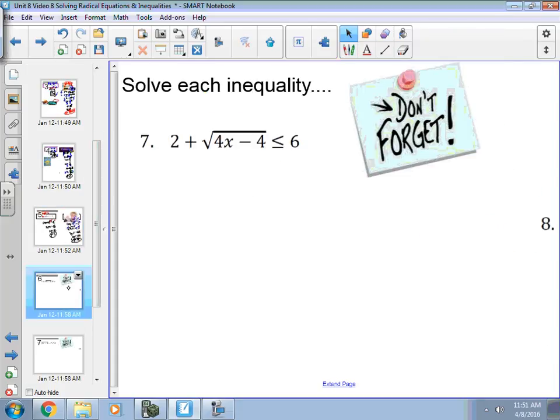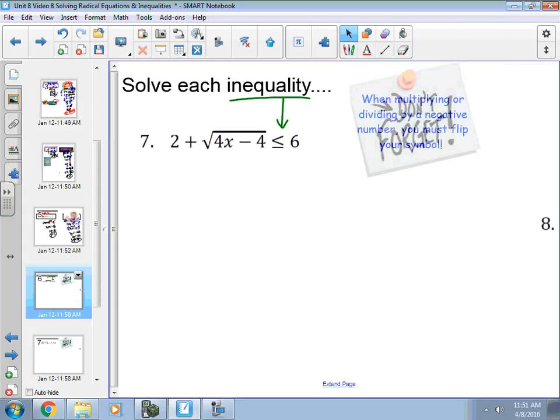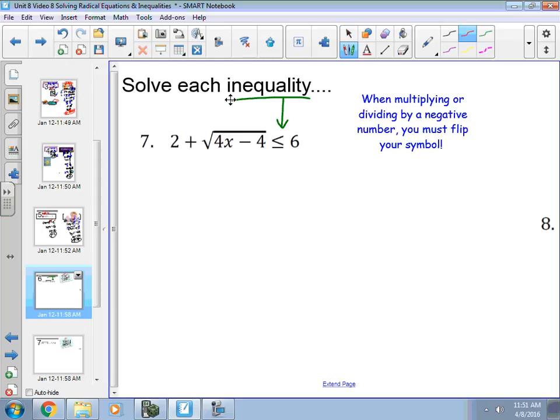All right. Number 7, now we get into some inequalities. Remember, inequalities are where you have one of these less than or greater than signs when you're doing the problem. So just some things to remember when you're doing inequalities. Anytime you multiply or divide by a negative, make sure you flip the sign around so that it comes out right. But basically you solve these the same way. We want to get the square root by itself. So start by subtracting 2 to get that gone.